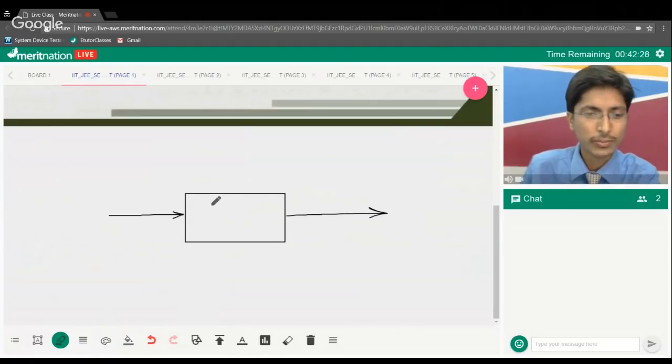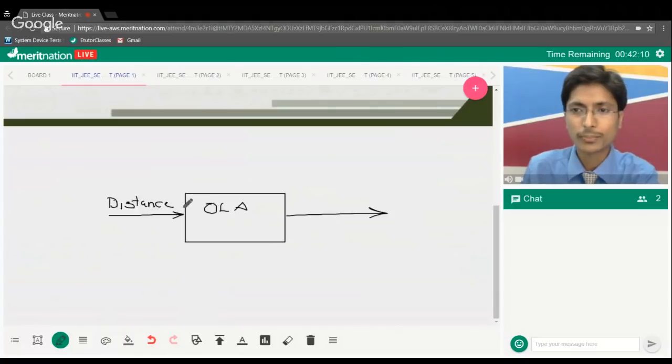Now, if I want to explain, let's say we have Ola fare. So what goes as the input? The distance which you traveled. So let's say the distance which is traveled is going as the input. And what comes as the output is the fare which we need to pay. So the values of distance which you can put into the Ola function will be the domain, and the values which come out as the fare will be my range.